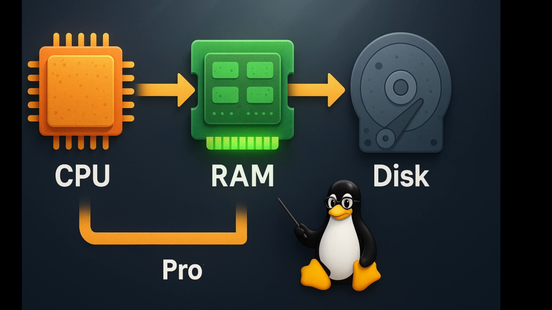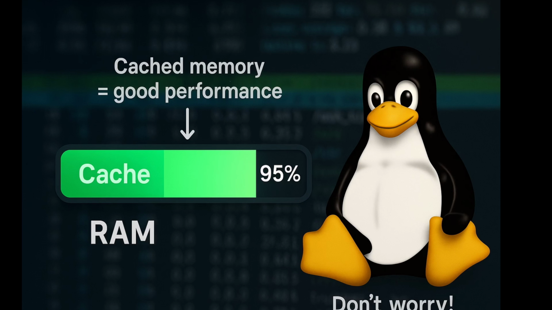Let's start with the basics. Every program you open, a browser tab, a terminal, or even a background service, needs memory to run. Your RAM, or random access memory, is the fastest temporary storage that holds active data. But RAM is limited. So, what happens when it fills up? Linux uses a clever trick called virtual memory, extending your RAM by borrowing space from your disk.